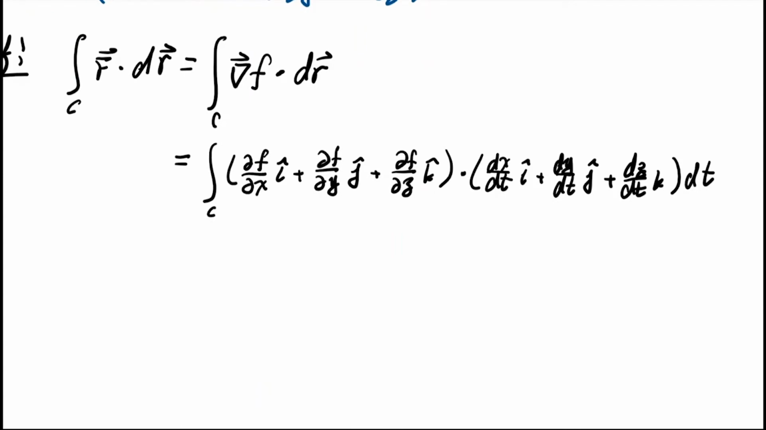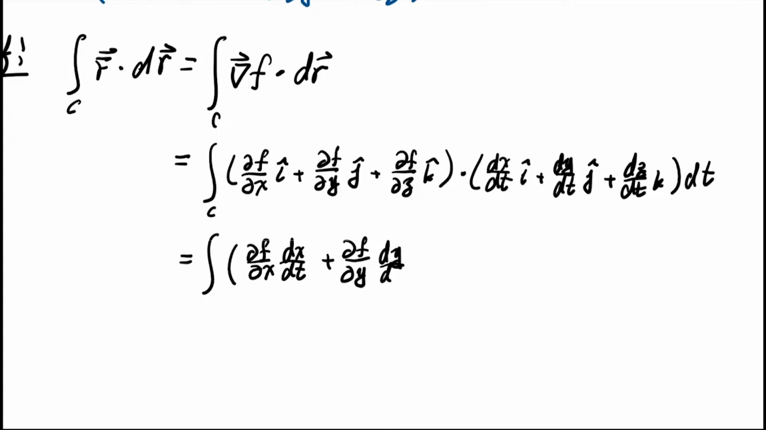Let's dot these two. So how do we take a dot product now? Well, multiply the i's together, j's together, and k's together, and we add them up. So we have partial f partial x dx over dt, plus partial f partial y dy over dt, plus partial f partial z dz over dt, and dt. Now we have successfully converted this from A to B, because now it's all in terms of t.